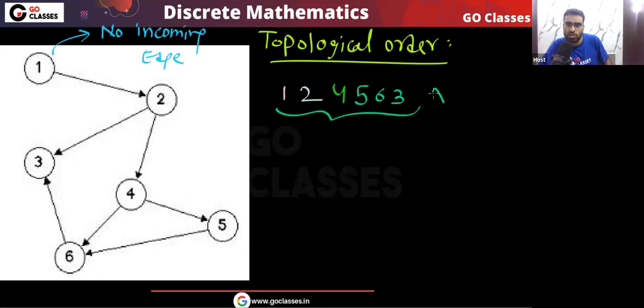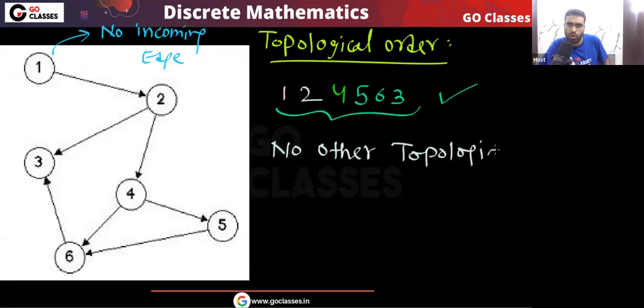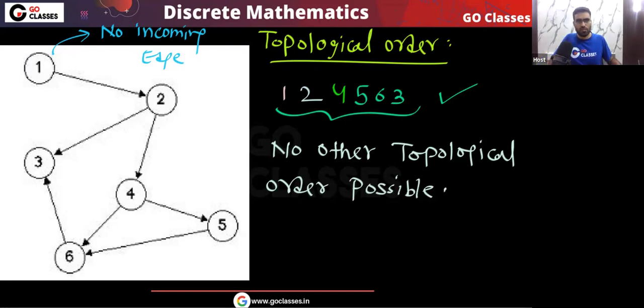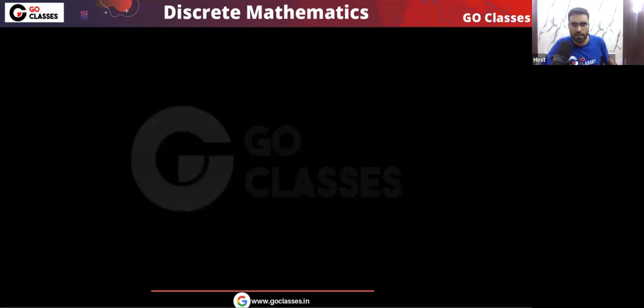So this is a topological order. Is there any other topological linear order possible? No other linear order possible. Yes or no? No other topological order possible. Only this is the order. So very simple. I hope you understood.